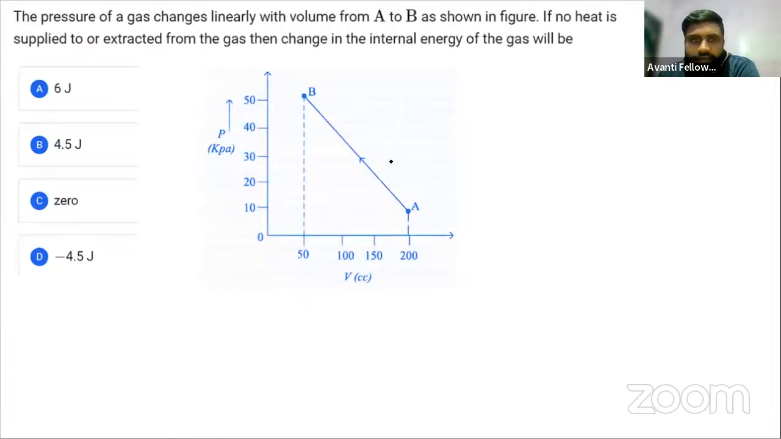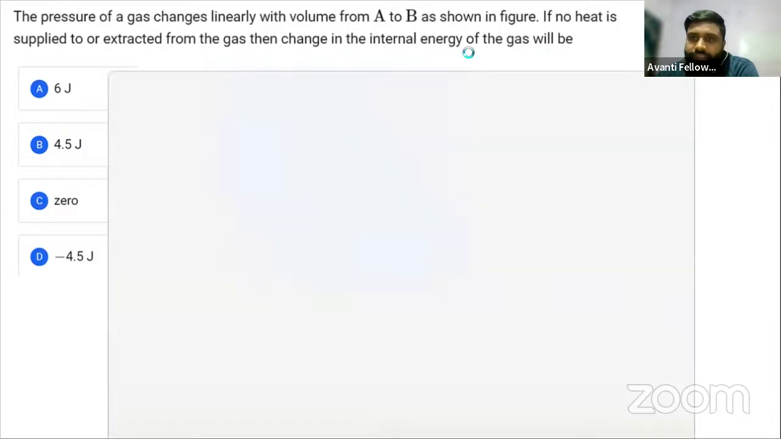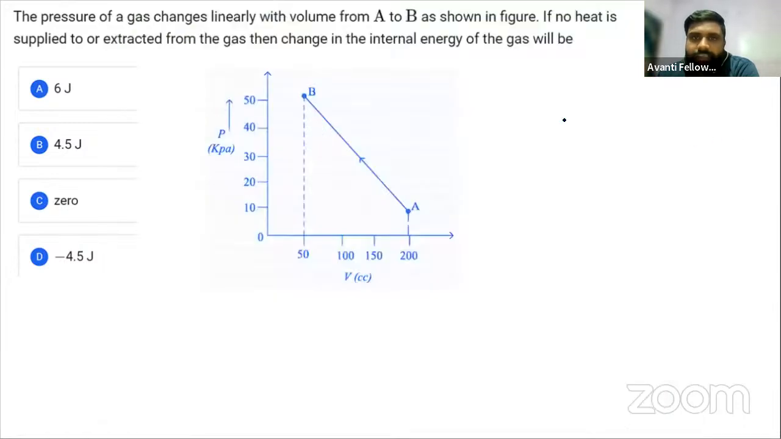This is a very simple question. In this question, the pressure of a gas changes linearly with volume from A to B. So from A to B is the process given to us, and you can say the pressure is directly proportional to the volume because it is varying linearly. The pressure of a gas changes linearly with volume from A to B as shown in the figure. Now, if no heat is supplied to or extracted from the gas, then what will be the change in the internal energy of the gas?